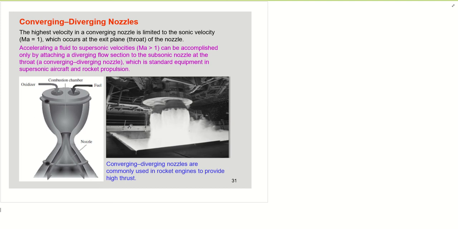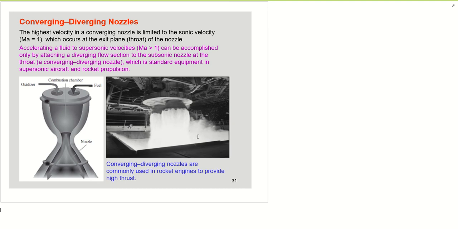So as you can see in this rocket, we need a really high thrust in order to launch the rocket. In order to have this kind of velocity, we need to increase the velocity beyond sonic, to supersonic velocity. To achieve this, we need to connect our converging nozzle to a diverging nozzle.